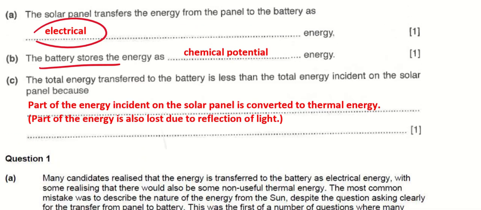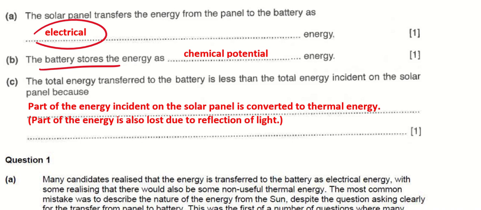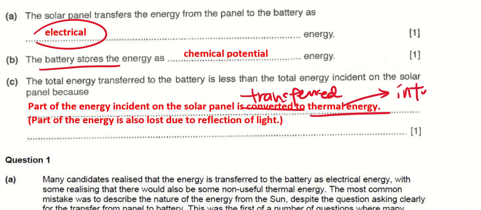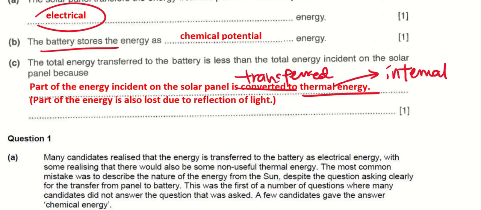Okay, so total energy transferred to the battery is less than the total energy incident on the solar panel because part of the energy incident on the solar panel is transferred, okay, to thermal or energy in the internal store. Okay, so part of the energy is also lost due to reflection of light.